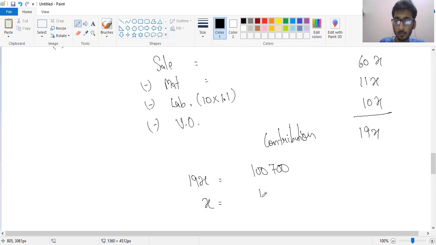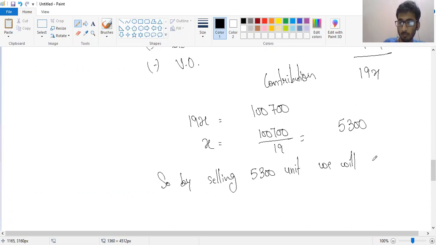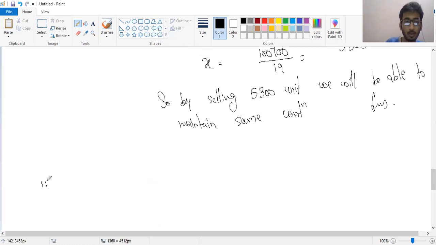So what would be X? 1000700 divided by 19. We can say it would be 5300. So by selling 5300 units, we will be able to maintain the same contribution. Answer.